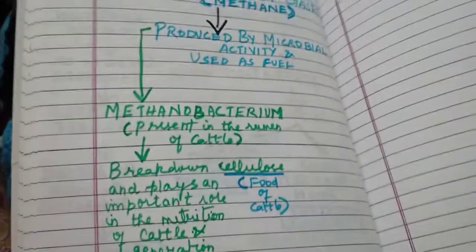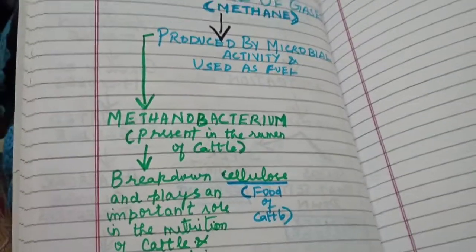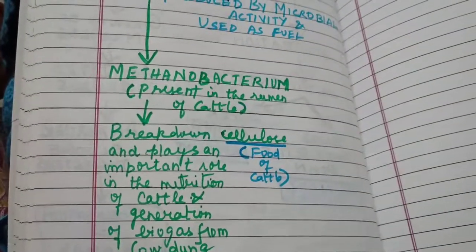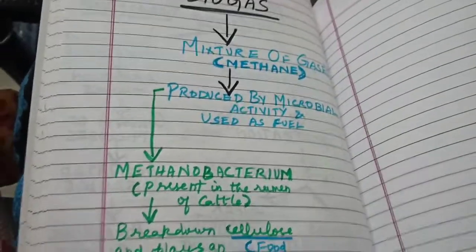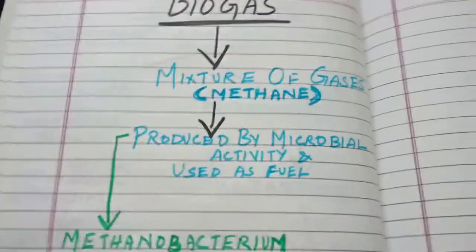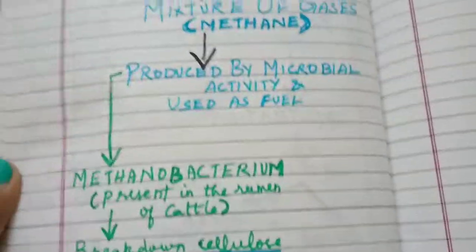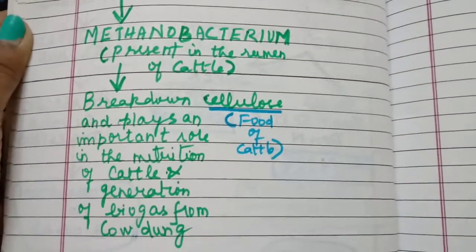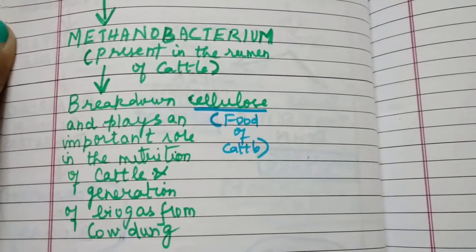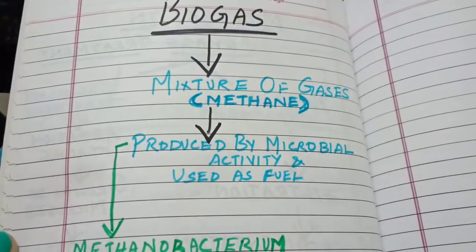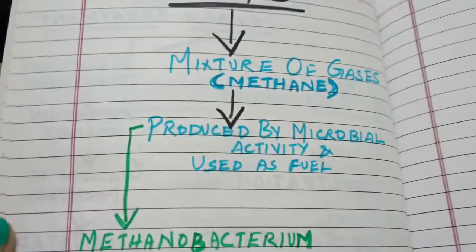The technology of biogas production was developed in India mainly by two institutes. One is the Indian Agriculture Research Institute, and the other is the Khadi and Village Industries Commission. Biogas production technology was developed in India by both these institutes. Okay, that's all about biogas production.